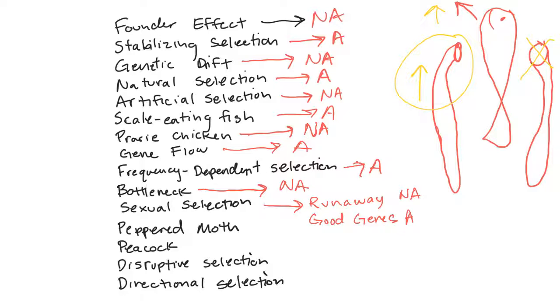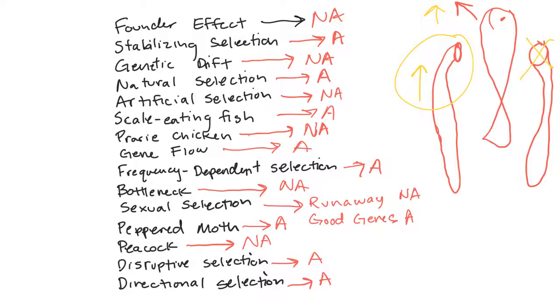Good. All right, the peppered moth example. Adaptive, right? That was directional selection. How about a peacock? They have these huge tail feathers. It's an example of runaway selection, right? All right, and disruptive and directional are both adaptive because they're both natural selection.